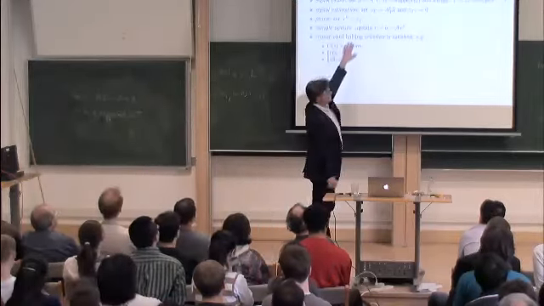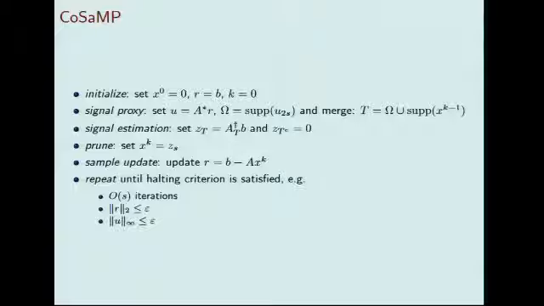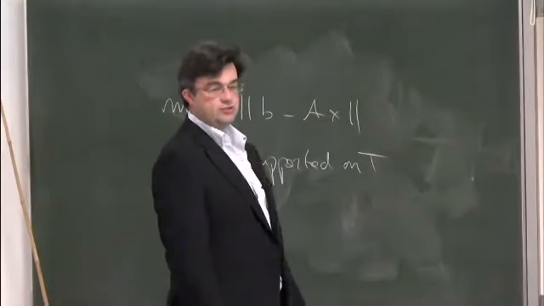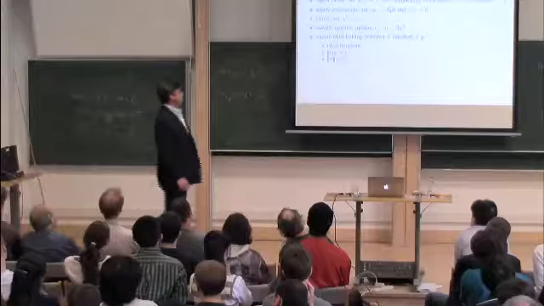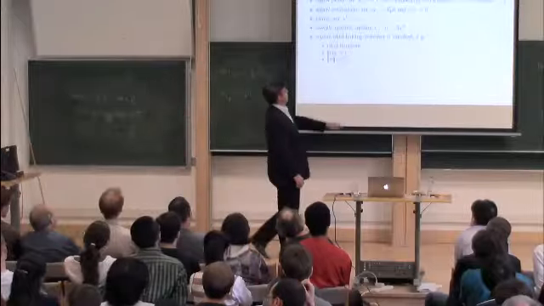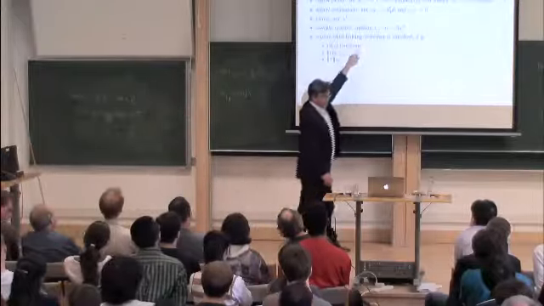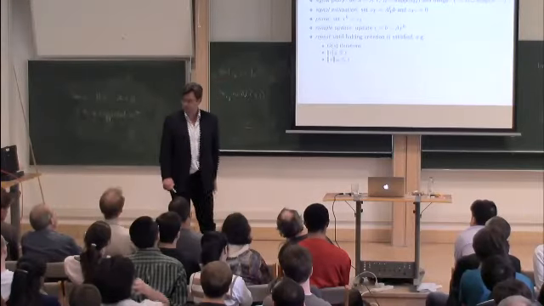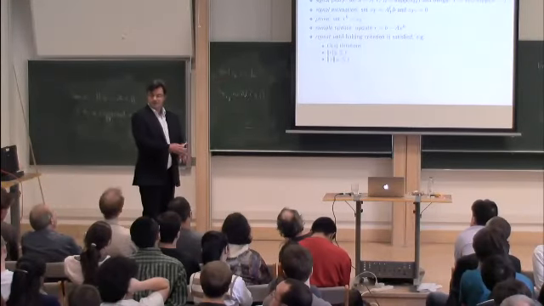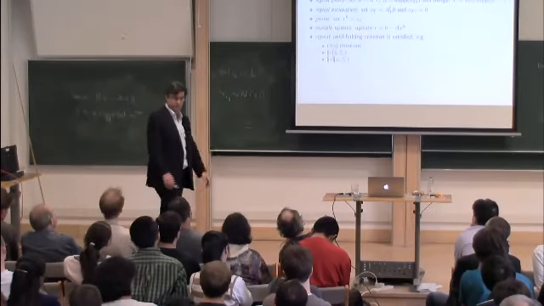But I'm not going to stop here because then the support will keep on increasing, so I need to prune it back. Okay, and so what this does is, now compute this solution, look at the solution and keep the largest entries, and that's your new candidate signal. Because if I did not prune, the support size would grow very, very large very quickly.